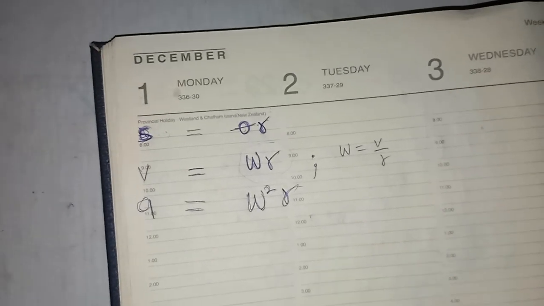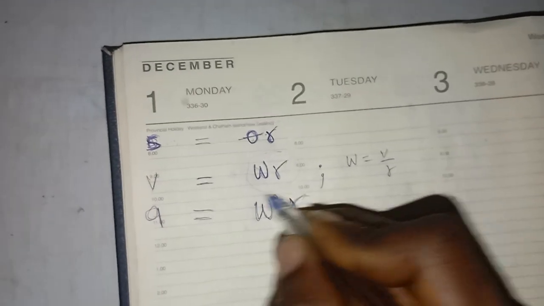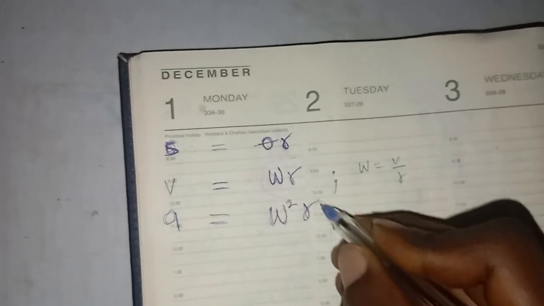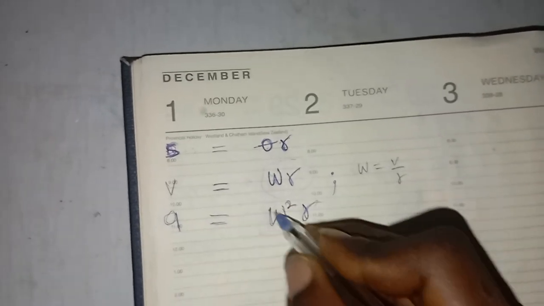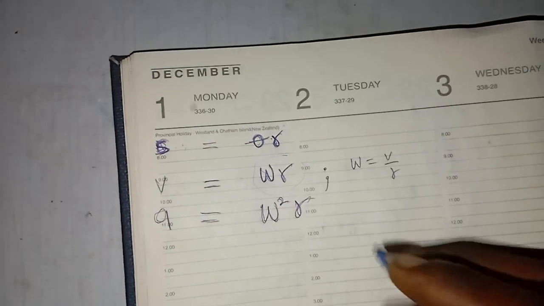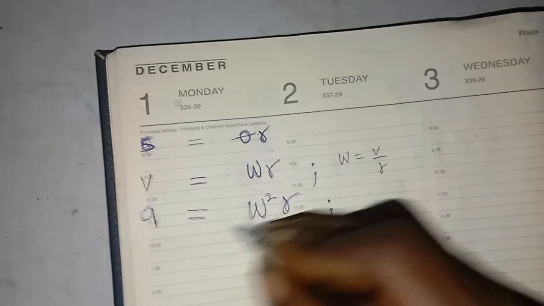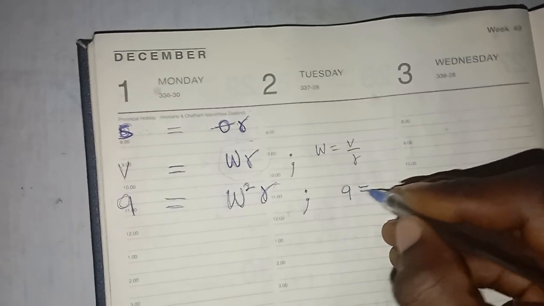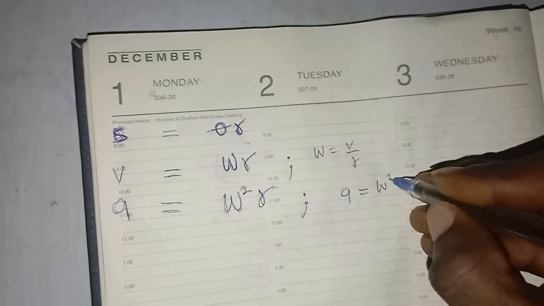So this is the relationship. This is also called linear acceleration, the relationship between linear acceleration and angular acceleration. So if I want to get centripetal acceleration now, I can simply say A is equal to W square R.